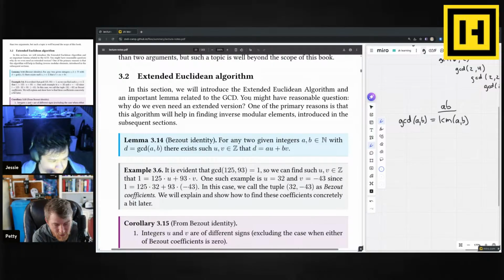that exist within the natural numbers, with D equal to the greatest common divisor of A and B, there exist such U and V within the integers such that D is equal to A times U plus B times V.